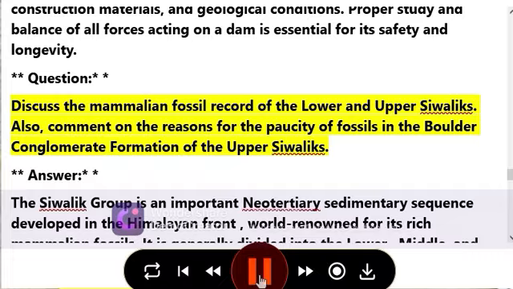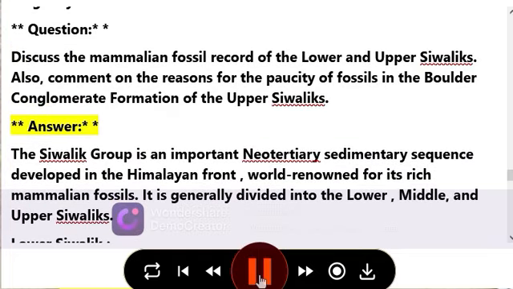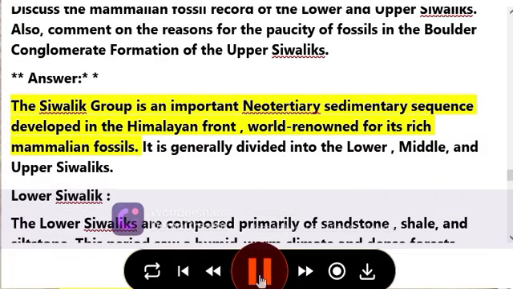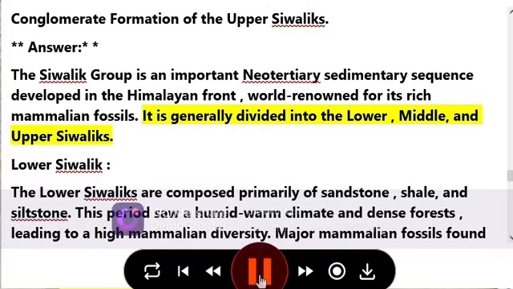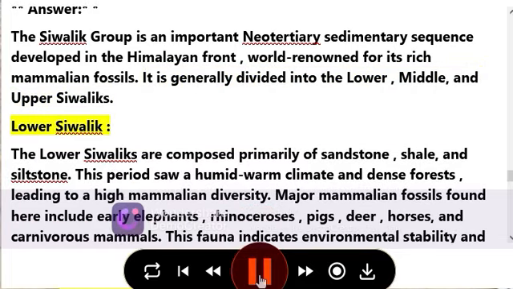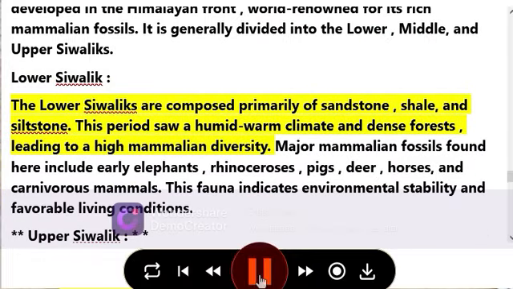Question: discuss the mammalian fossil record of the lower and upper Siwaliks. Also, comment on the reasons for the paucity of fossils in the boulder conglomerate formation of the upper Siwaliks. Answer: the Shivalik group is an important Neo-Tertiary sedimentary sequence developed in the Himalayan front, world-renowned for its rich mammalian fossils. It is generally divided into the lower, middle, and upper Siwaliks.